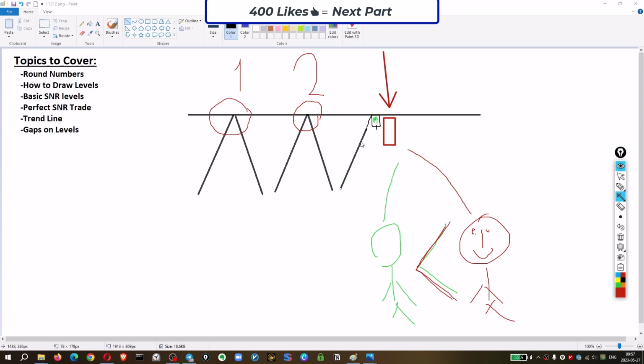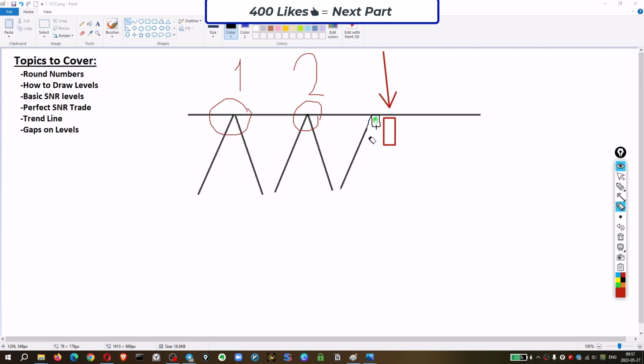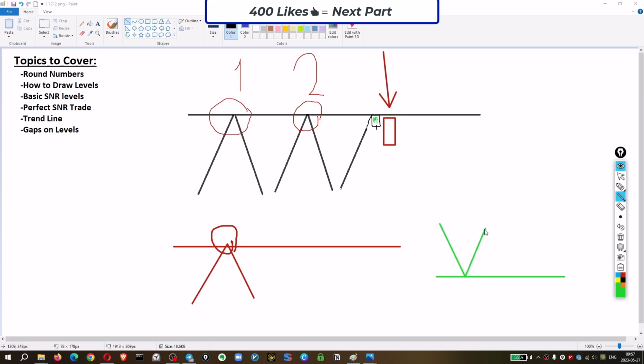But there are some conditions, okay? So for now, you understood that for drawing an SNR level, we need 2 points to draw the level, okay? If you have just 1 point, this is just a seller's entry. This is also true about the buyers. This is just a buyer's entry. When the second time also comes up from this area, we see that, okay, we can draw a level here. This is the level, and the third time we can trade that, okay?